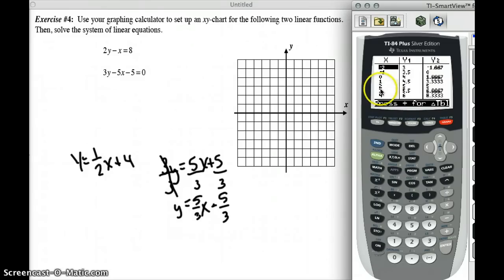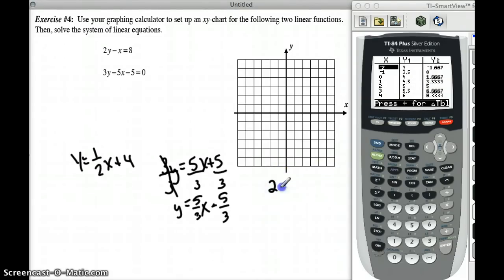X is 2, y is 5 on the first line. When x is 2, y is 5 on the second line. That's the point of intersection. All you need to do is find the matching y. So your answer is 2, 5. Make sure you have parentheses around that, and you are done.